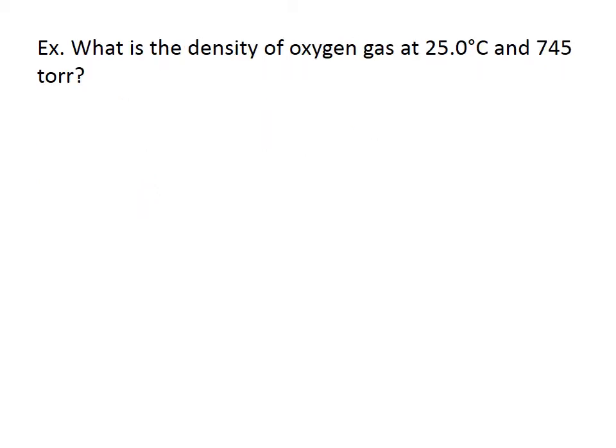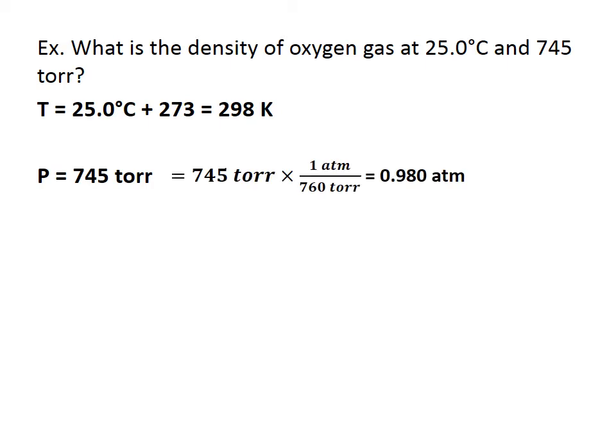This question asks, what is the density of oxygen gas at 25 degrees Celsius and 745 torr? So again, convert the temperature from Celsius to Kelvin. We're given the pressure in torr. We can convert the pressure in torr to pressure in atmospheres. That's 0.980 atmospheres. We're given the molecular weight because we know oxygen gas, which would be approximately 32.0 grams per mole, but we don't have the density.